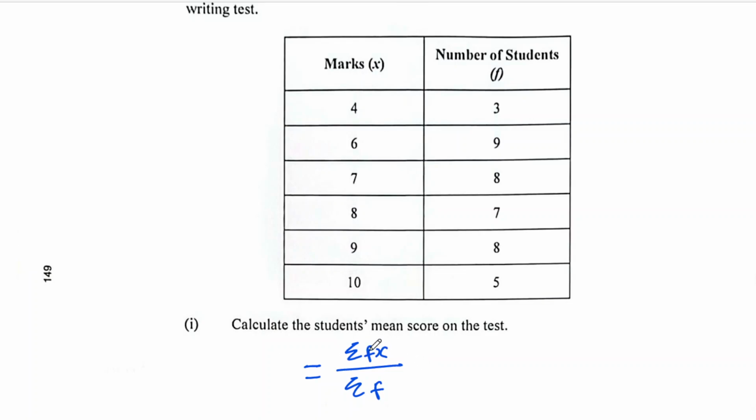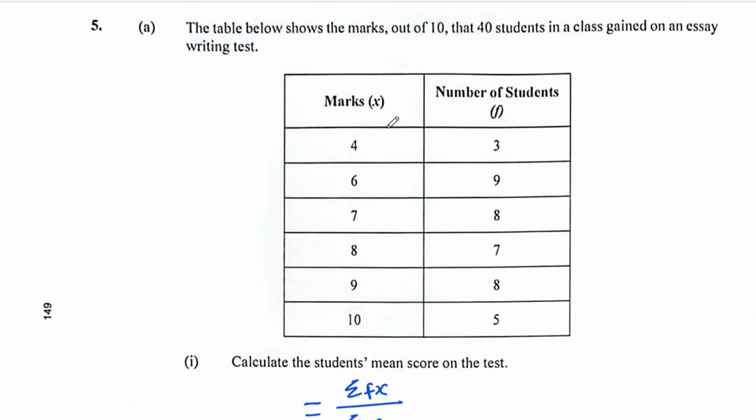How are we going to get the sum of fx? We need to look at our table. We have x and we have f. For fx, we will create a new column, fx, and we will multiply the f by the x. So 4 by 3 is 12. 9 by 6 is 54. 8 by 7 is 56. 8 by 7 again is 56. 9 8s are 72. 10 5s are 50.